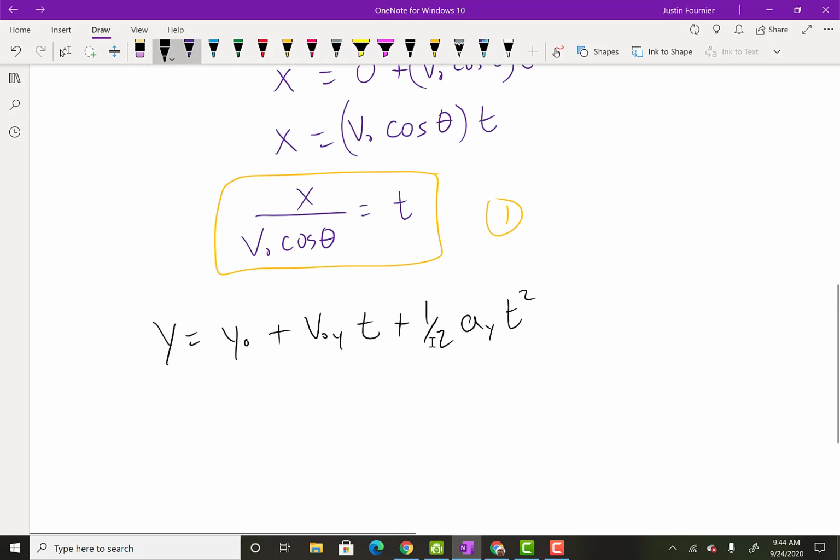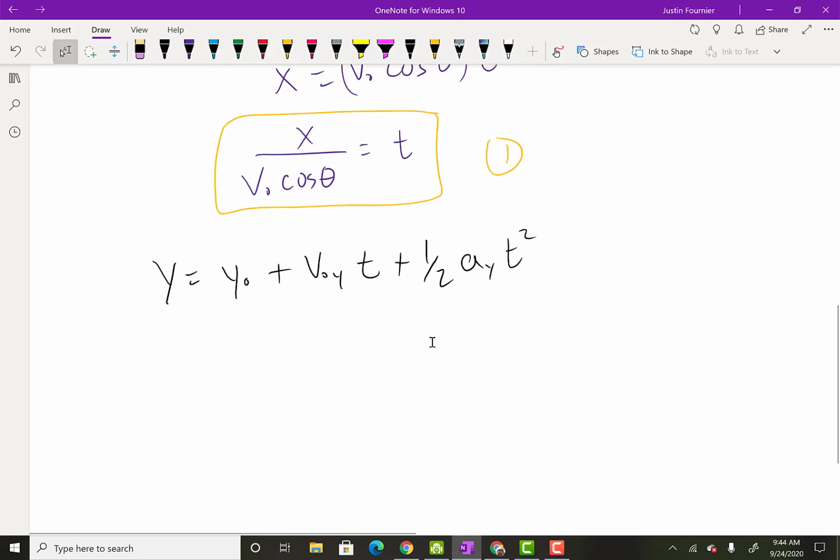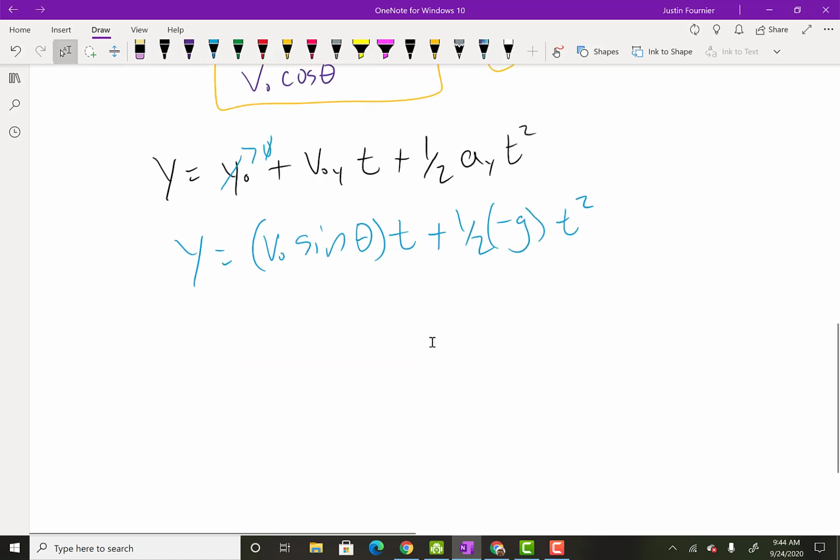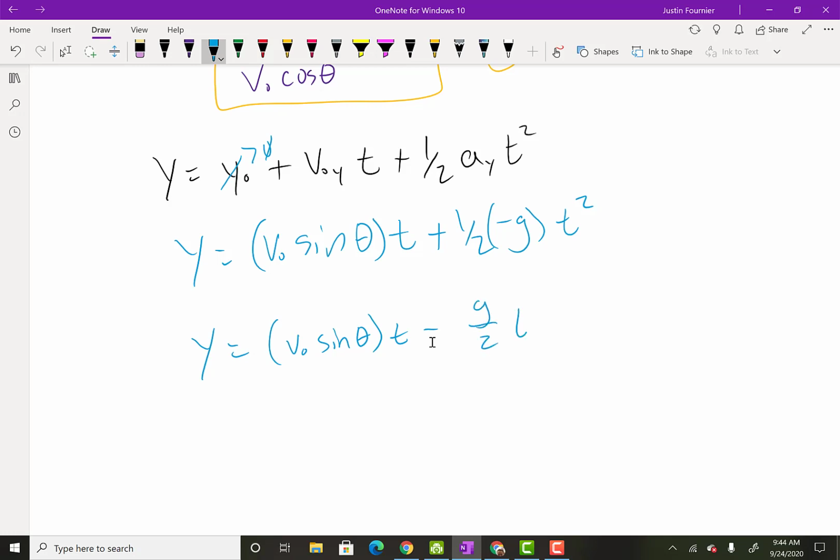So this comes down to y equals 0. This is 0, plus v naught y, which is v naught sine of theta times the time, plus 1/2 times the acceleration, which is negative g, t squared. So simplifying this a little bit, you're going to get y equals v naught sine of theta t minus g over 2 t squared.